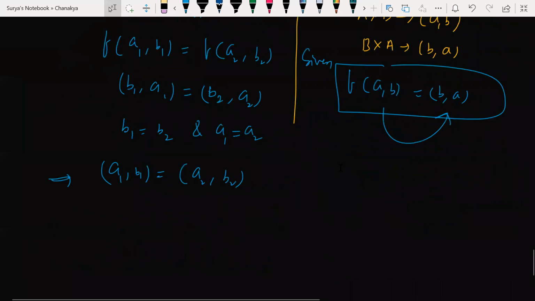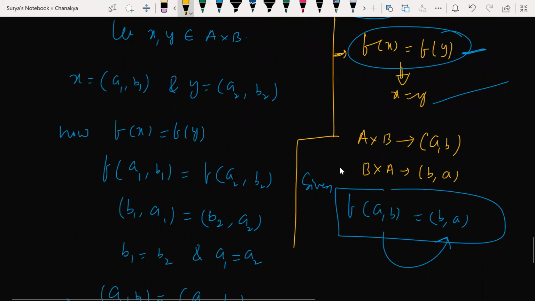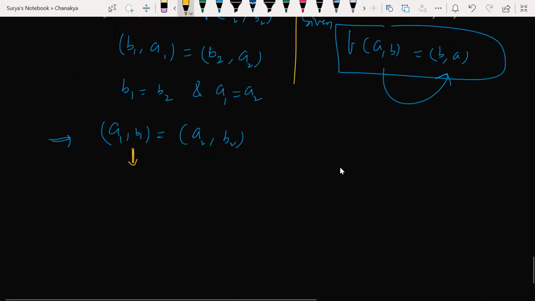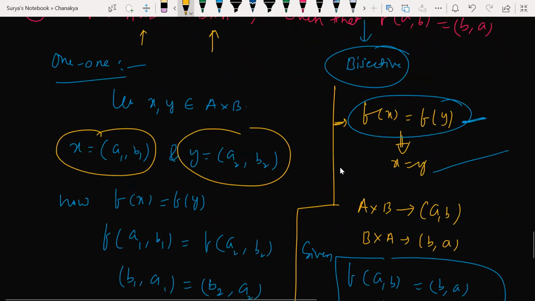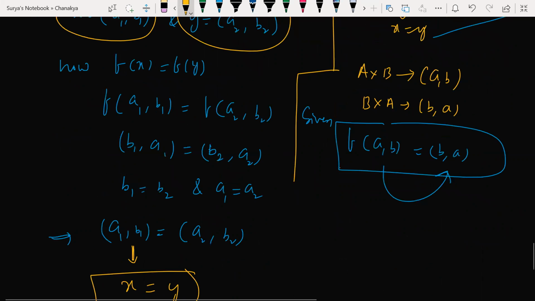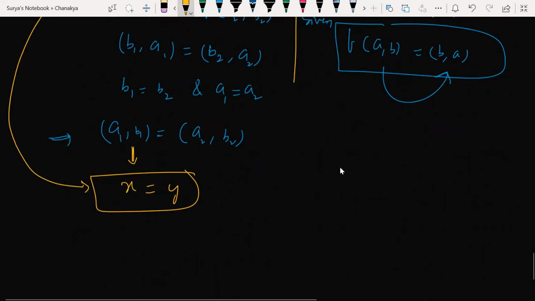So yes, now can I say that A1 comma B1 I took as X and A2 comma B2 I took as Y? So now X is equal to Y here, of course. What I had to prove is that if I take f of X is equal to f of Y, then X is equal to Y. Correct? Now, can I say that hence the function is one-one?